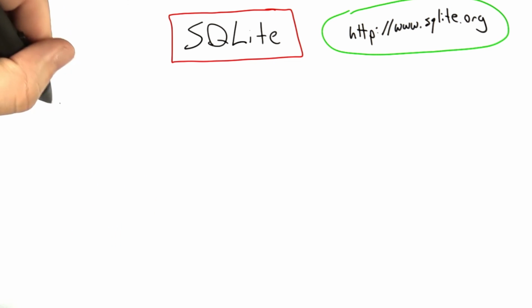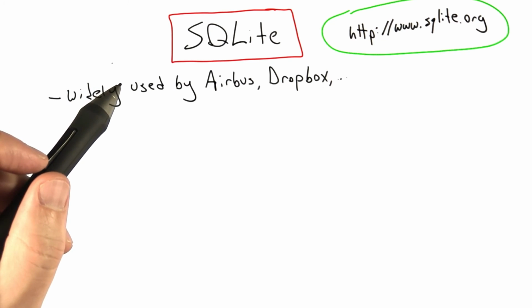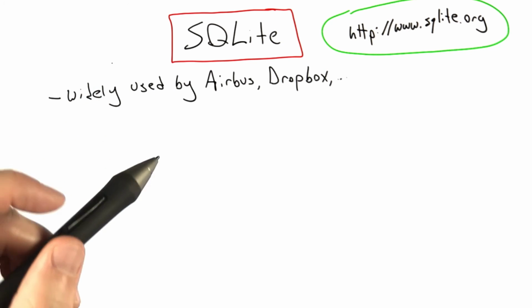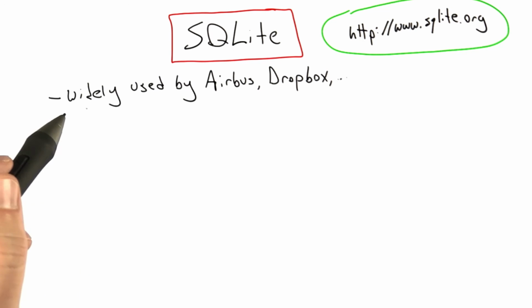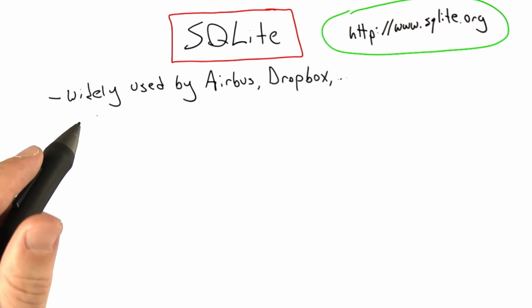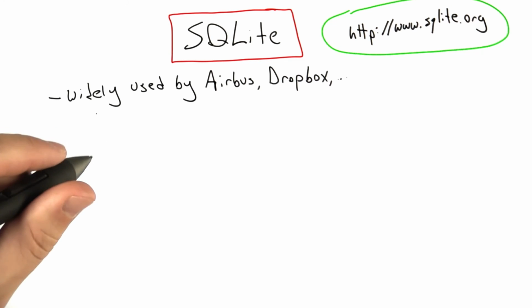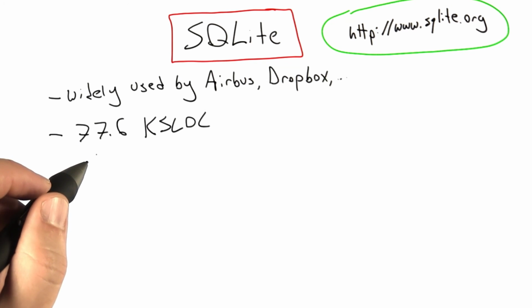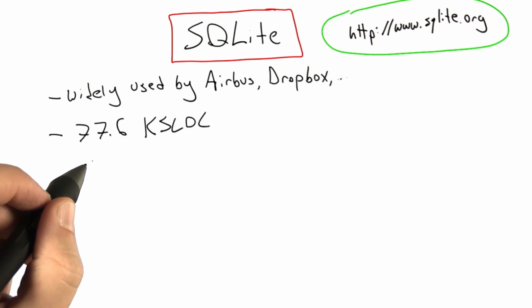And it's really very widely used by companies like Airbus, Dropbox. It's used in various Apple products. Android phones run Sqlite inside, and there are really a lot more examples. And by the way, Sqlite has good Python bindings if you want to use it yourself. So this database is implemented in about 78,000 lines of code. So you can see it's sort of a medium to small sized project as software projects go.